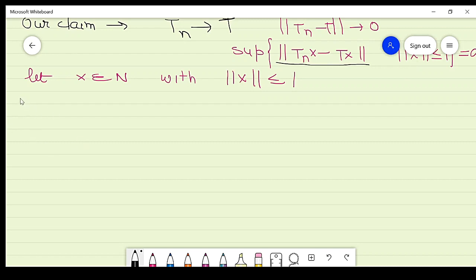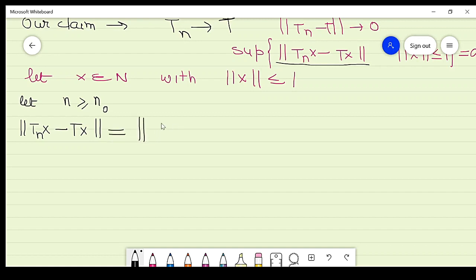Now let n be greater than or equal to n naught. If n is greater than or equal to n naught, then we know two conditions. One is the convergent value of Tn of x minus Tx, which can be written in this way, and second is the Cauchy sequence. So remember these two conditions that we will use for the norm of Tnx minus Tx.